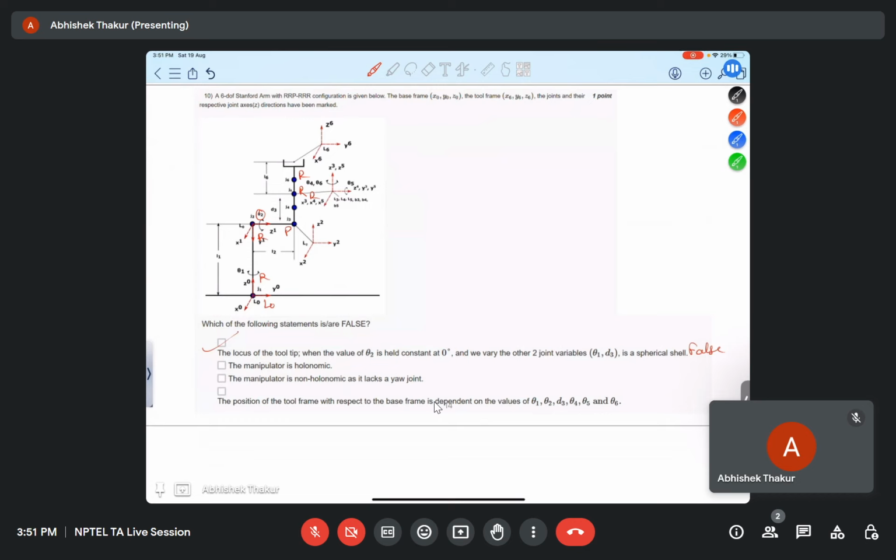So this option is true. The manipulator is holonomic. This option is true because it has 6 degrees of freedom. And the next statement says the manipulator is non-holonomic as it lacks a yaw joint. So this is false because the manipulator is holonomic.